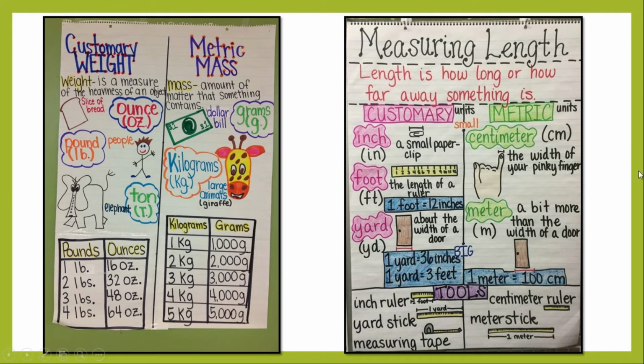Here we've got measuring length. For example, length is how long and how far away something is. So we've got this picture. We've also got customary weight, metric mass. You can take a look afterwards. This is going to be for you. I want you to practice, okay? For example, we've got pounds and ounces, kilograms and grams, inch, foot, yard, centimeter, meter. Okay. Well, I hope you take a look at these charts.